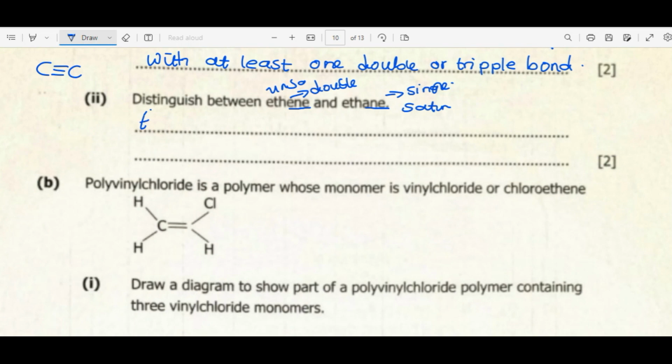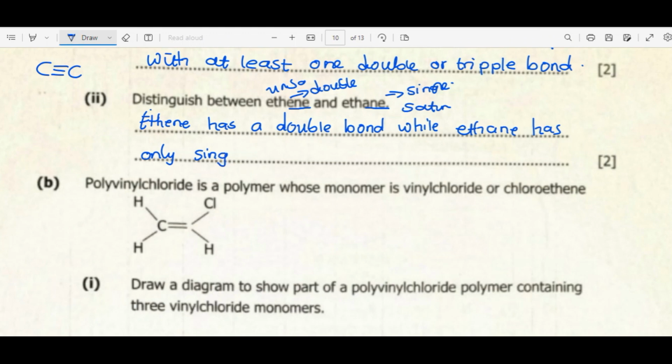So I'm going to say ethene has a double bond. Ethane has only single bonds.